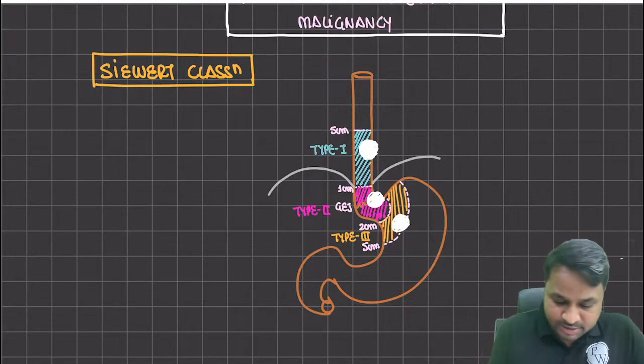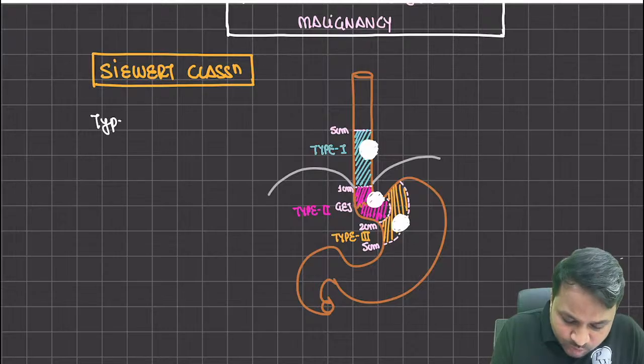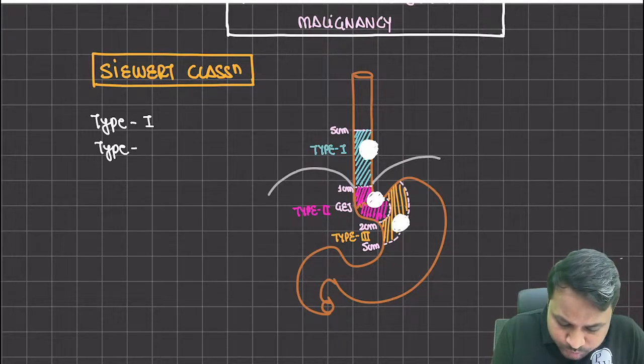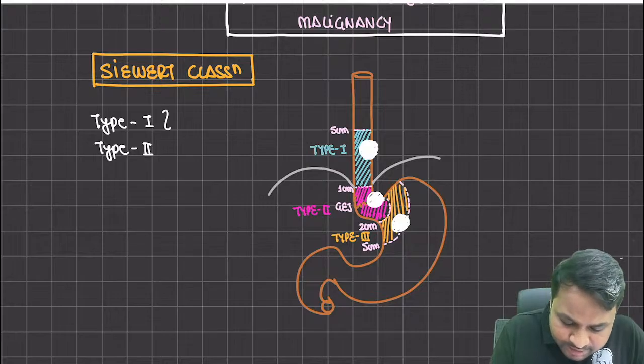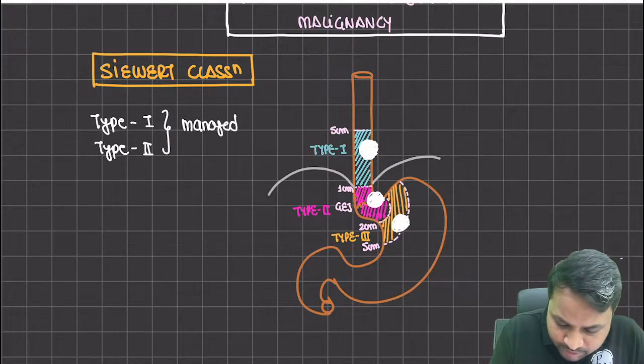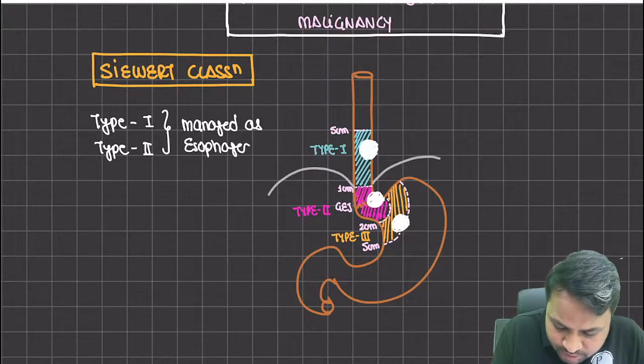Now, why it is important is, remember, type 1 and type 2 are managed as esophageal cancer, whereas type 3 will be managed as gastric cancer.